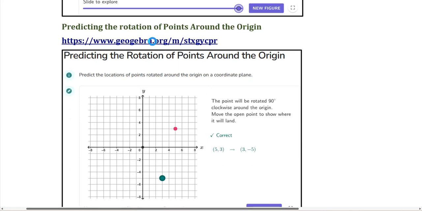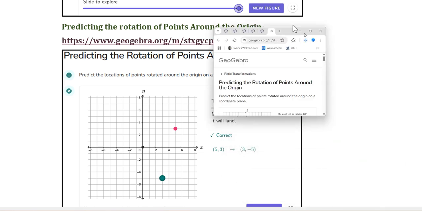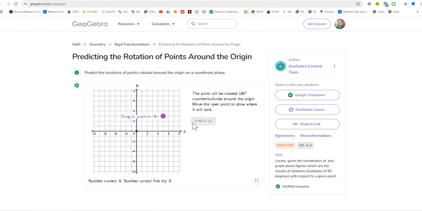This one we're predicting rotations around the origin. Let's take a look at that real fast. Okay, the point will be rotated 180 degrees counterclockwise around the origin. See, counterclockwise will be around this way, and it's going 180 degrees around. So let's see where that's going to be. It's going to be down here somewhere. There should be a straight line going through it to its image down here, and it should be the same distance out. So look at this. This is 5 to the right and 3 up. Where do you think it's going to end up?